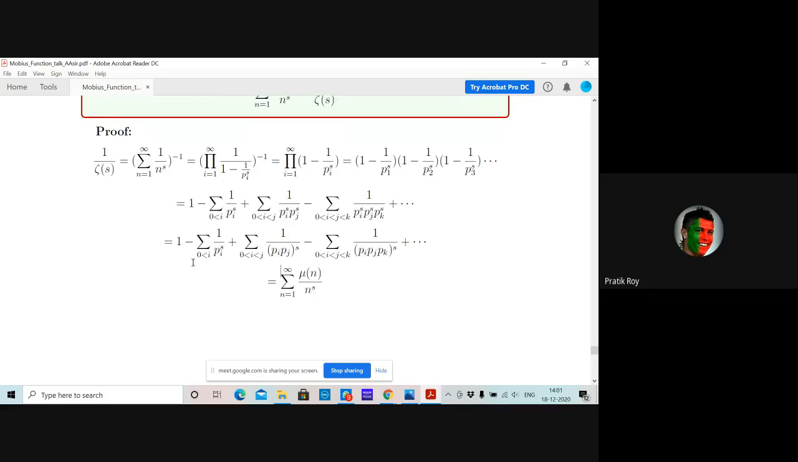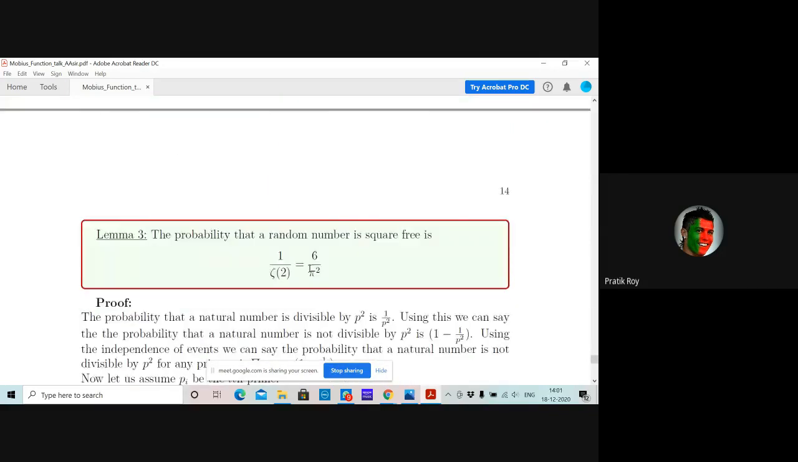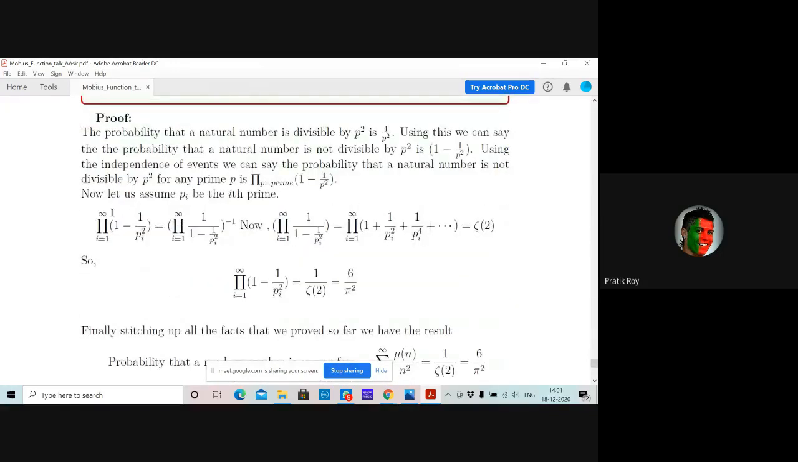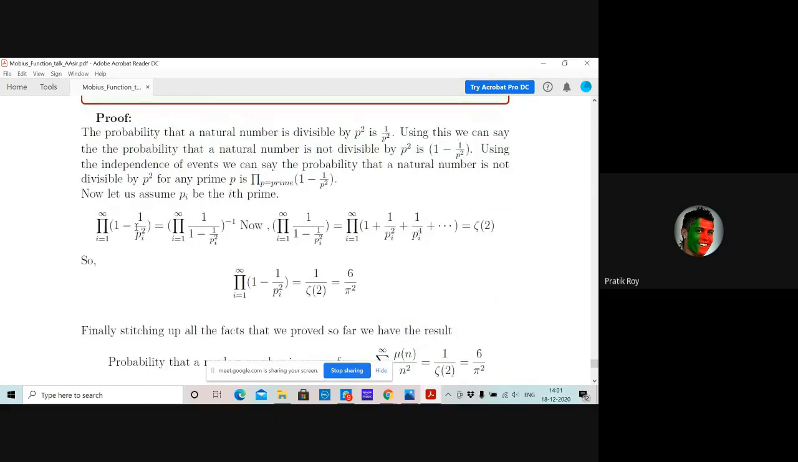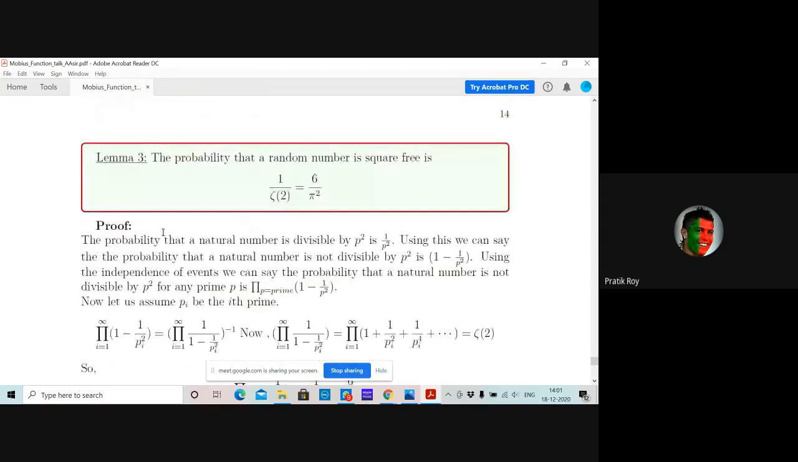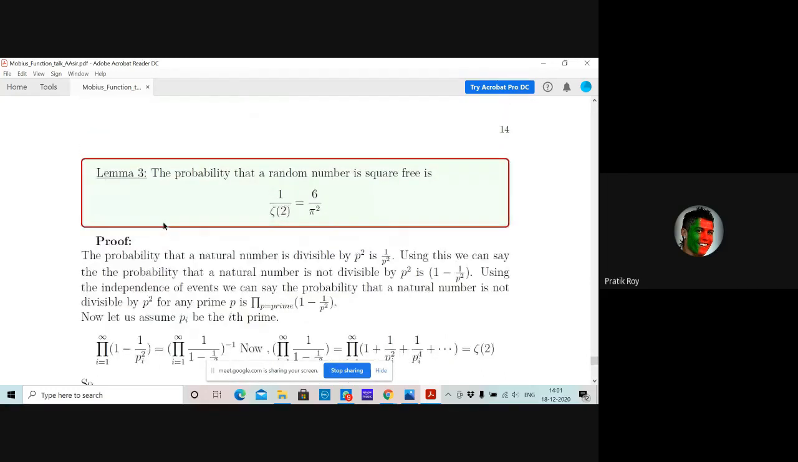To our satisfaction, we can say that this is equal to the summation n equal to 1 to infinity of mu n by n to the power s. Okay, so the last part is that this Euler product that we had is the actual probability of getting a random number which is square free.